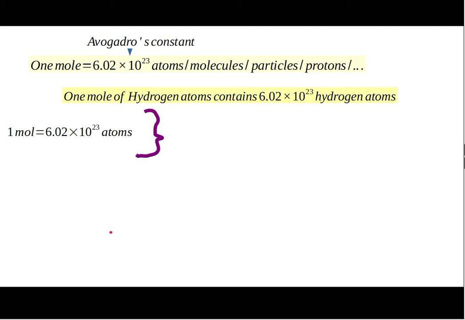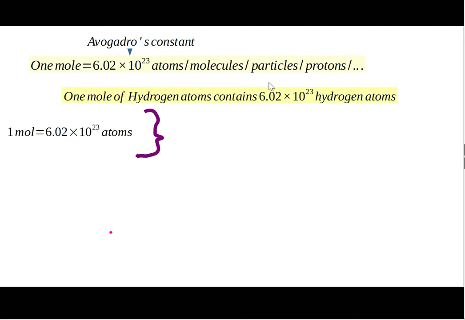Now, one thing I want to say is that 1 mole is equal to 6.02 times 10 raised to 23, and this number is called Avogadro's constant. It can also be called Avogadro's number. So a mole can be this number, Avogadro's number, of atoms, of molecules, of particles, or protons, or whatever.